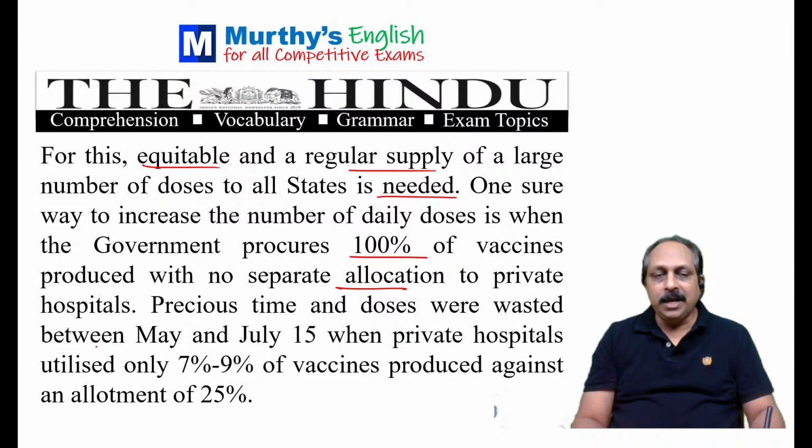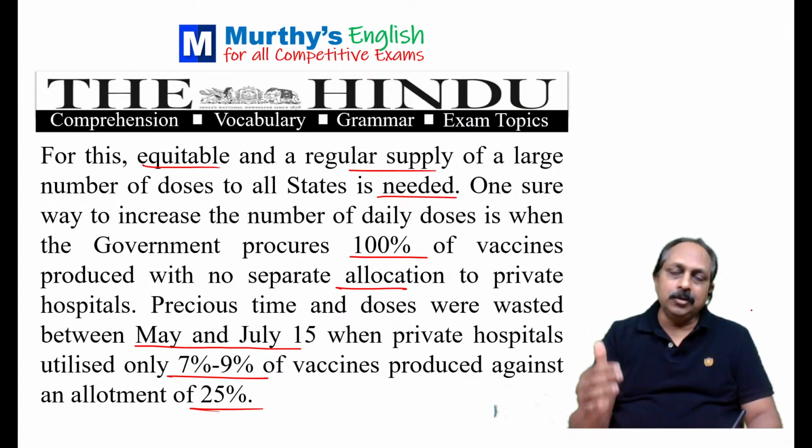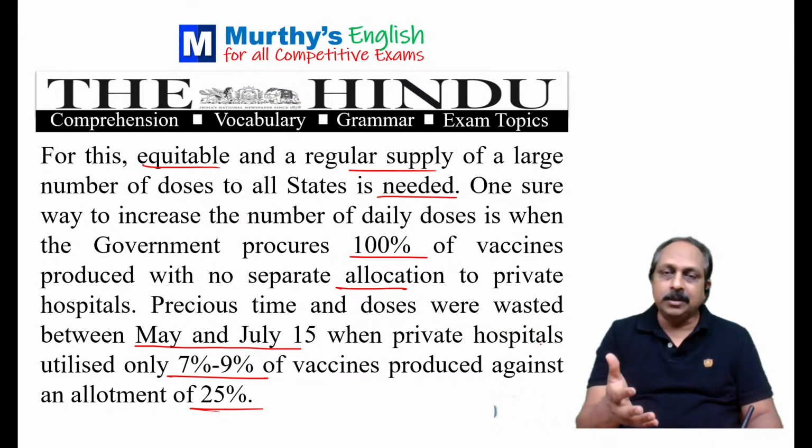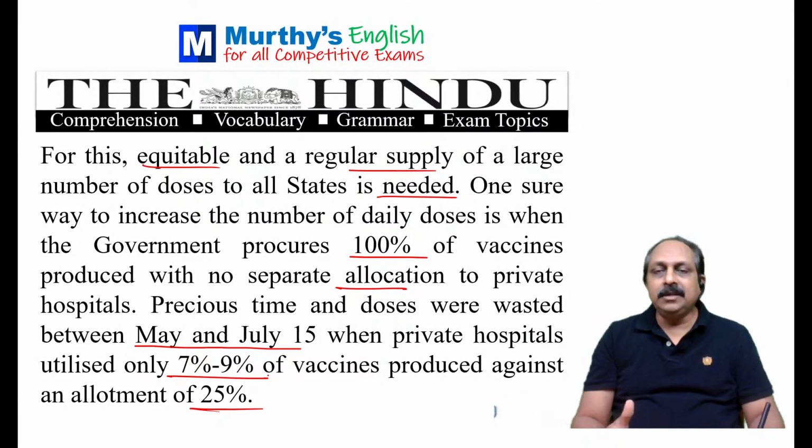Precious time and doses were wasted between May and July 15, when private hospitals utilized only 7 to 9% of vaccines produced against an allotment of 25%. Of the 100%, 75% taken by the government and 25% allotted to the private hospitals. Between May and July, what happened? The private hospitals, though they were allotted 25%, utilized only 7 to 9%. Let us take on the higher side 10% out of 25%. 15% they were not utilized, produced against an allotment of 25%.